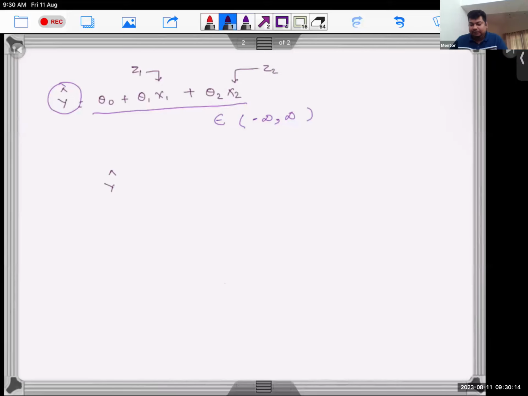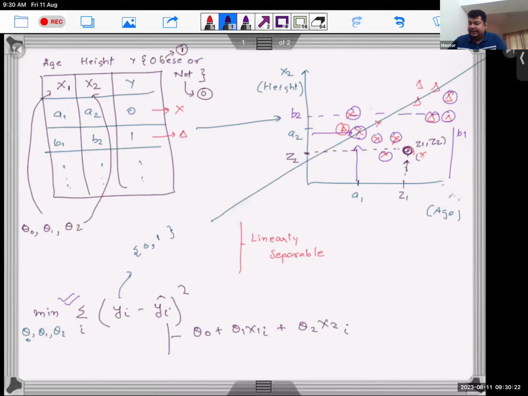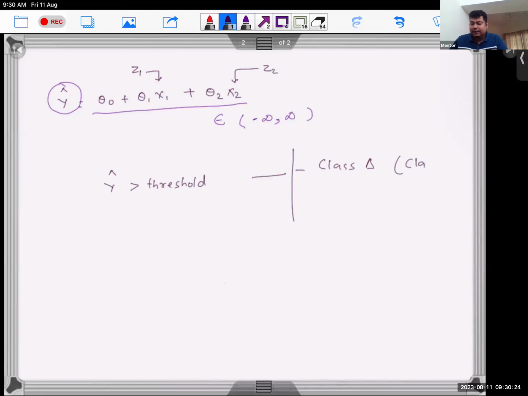Let's think of something. If this value is greater than some threshold, I'm going to say it belongs to class triangle, which is class 1. Otherwise, it is class 0, or rather class x. What should be this threshold? That's the question. Maybe the center of 0 and 1. What is that? 0.5. You have the answer. So do you think that with one simple modification to linear regression, I can use it? What did I just say?